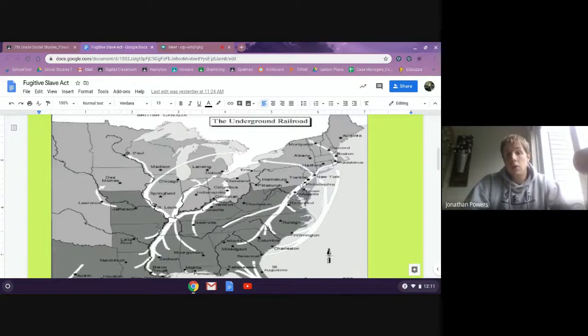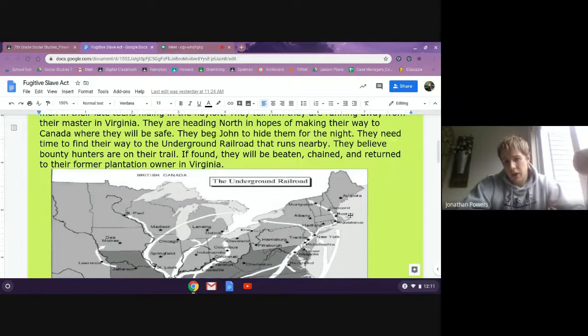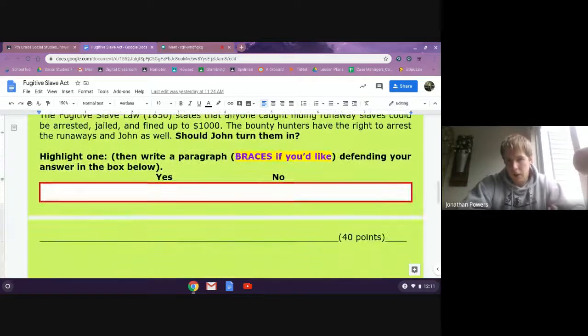And it becomes federal law that you cannot house runaway slaves. If you are caught housing runaway slaves, you are subject to being put in jail, as well as a pretty hefty fine, which means that you'd have to pay money. So helping runaway slaves was now illegal in 1850, about 10 years before we're pushed towards war. And so for today's assignment, the eventual outcome is that you're going to write me a paragraph. And again, you can do braces if you like the structure of braces, but I'm not making it necessary for you to write a braces paragraph.